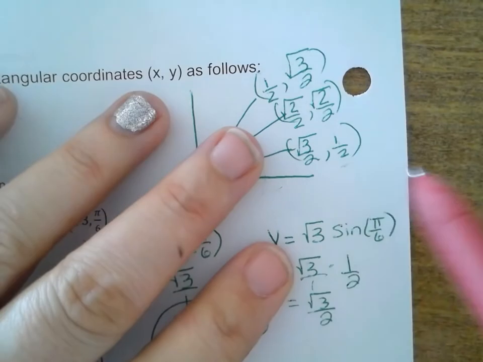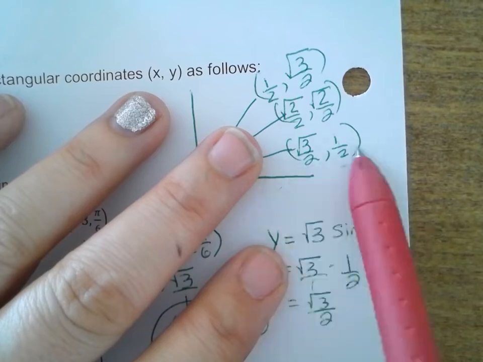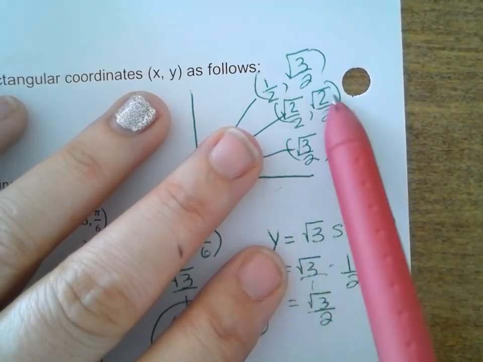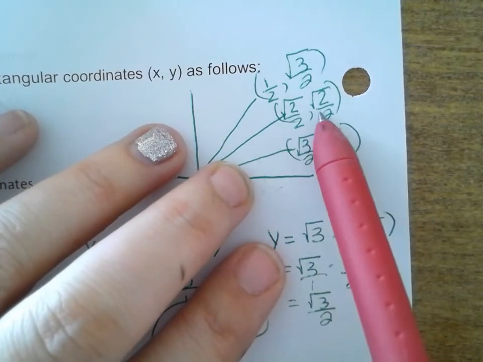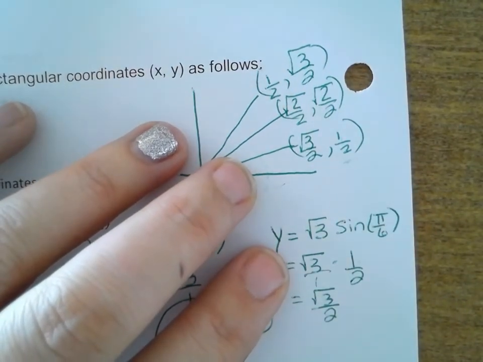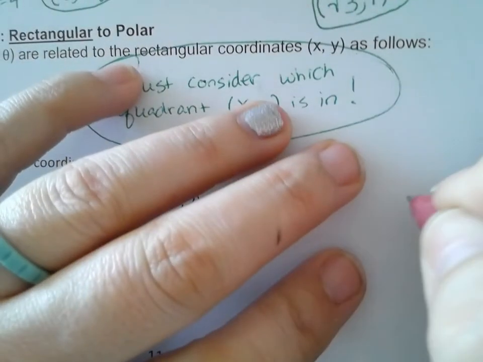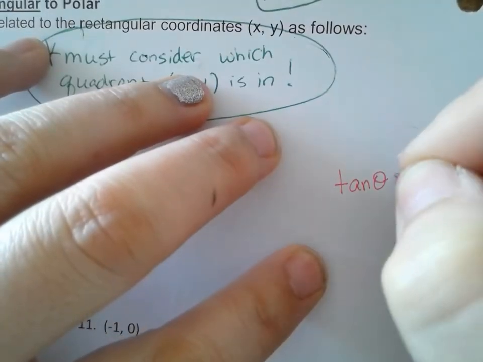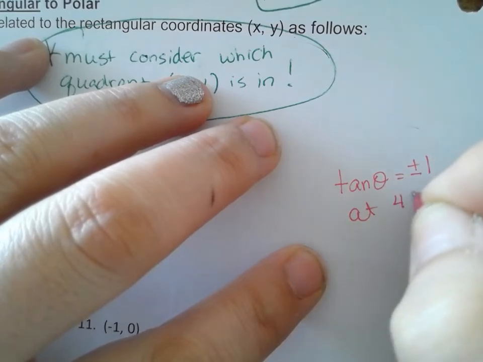So let's stop and think for a second. If I divide 1/2 by square root 3 over 2, is that going to give me a 1? No. If I were to divide square root 2 over 2 by square root 2 over 2, could that give me a 1? Yes. Remember, your 1s, either positive or negative, are always at your 45-degree angles. That might be something worth writing down. The tangent of theta equals positive or negative 1 at 45-degree angles.